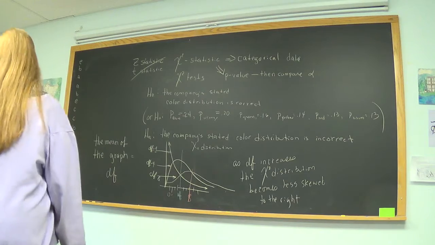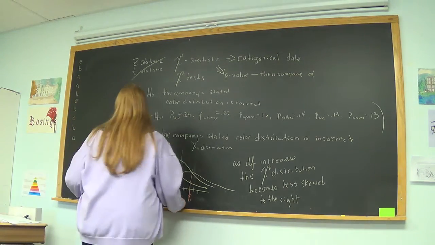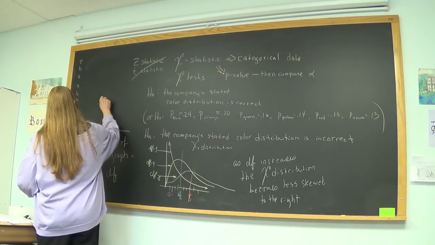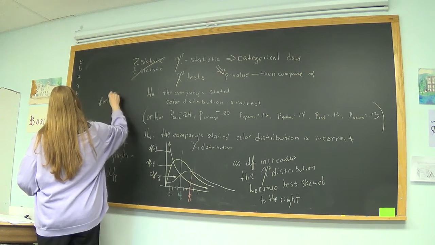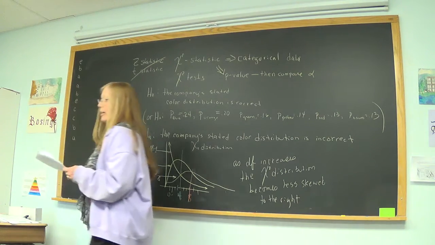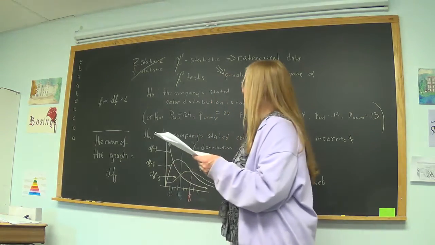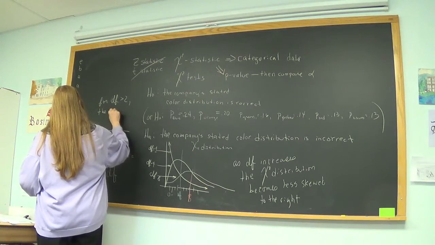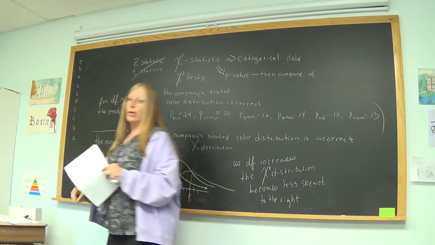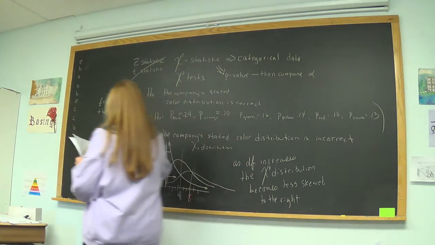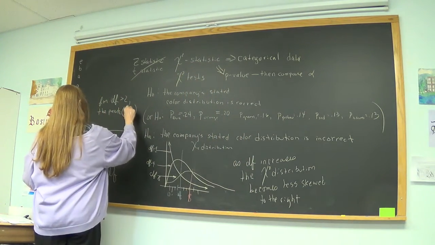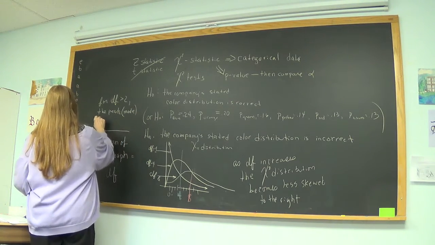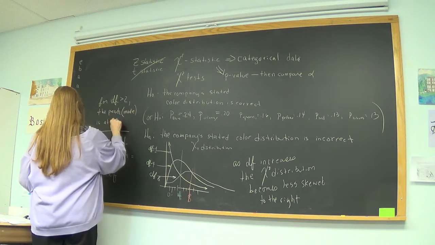All right, here's another little note. This is only true for degrees of freedom greater than 2, so it does not work for 2 or 1. For degrees of freedom greater than 2, the peak, and what's the other word for the peak? Mean, median, or mode: the mode. Yeah, it's just a side note. The mode is at degrees of freedom minus 2.